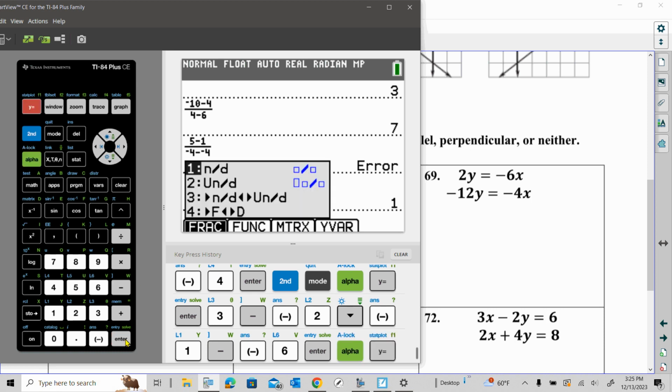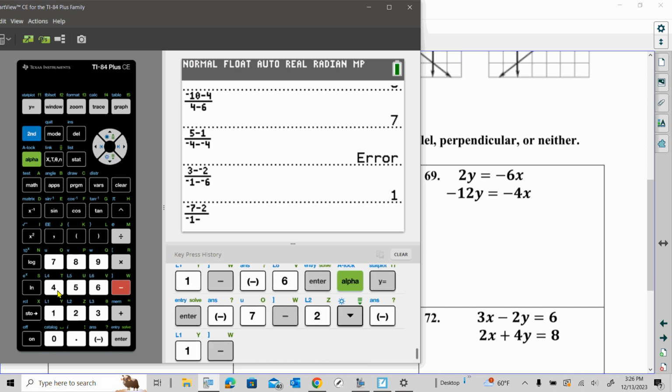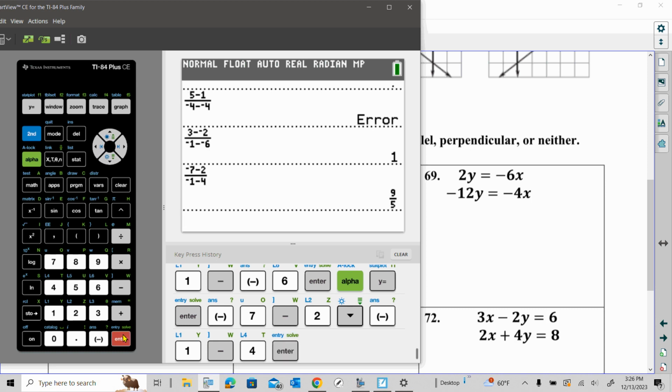So I'm just going to get my fraction box again. This is a negative 7 minus 2. Then on the bottom, we should have a negative 1 minus 4. All right. We hit enter, and that comes up to be 9/5. These are two different numbers. They're not the same, and they're not a sign change.